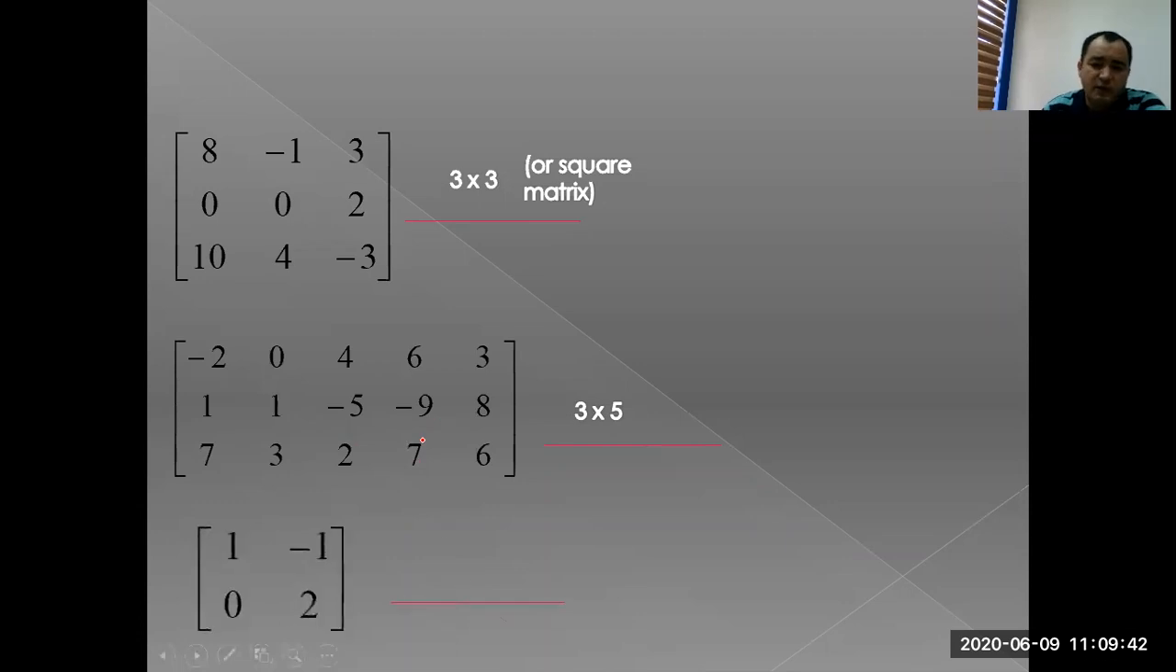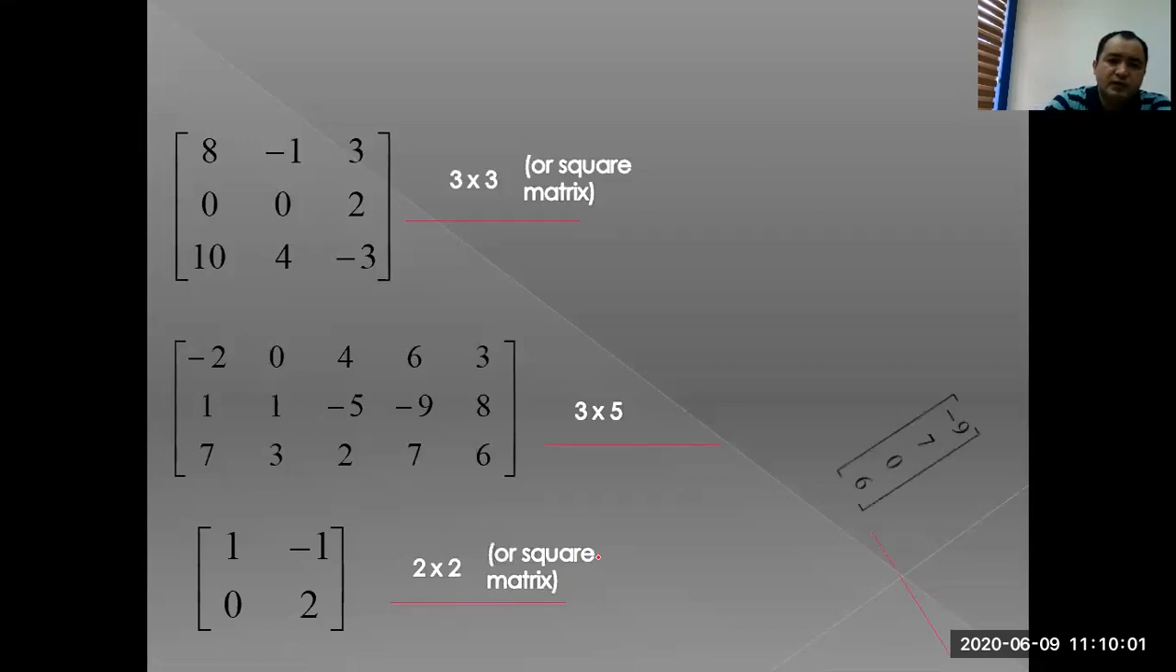So that is a 3 by 5 matrix. How about this one? Immediately you can see that this is a square matrix because it has 2 rows and 2 columns, and the dimension or order of this matrix is 2 by 2, or square matrix. These are all about the order of matrices.